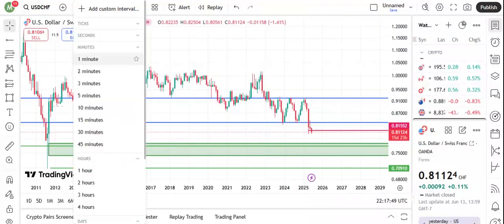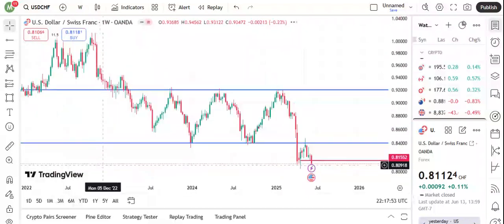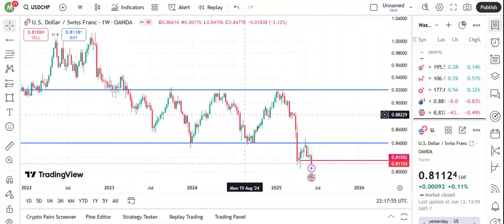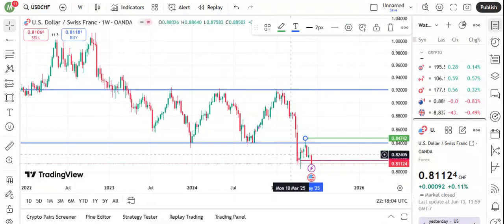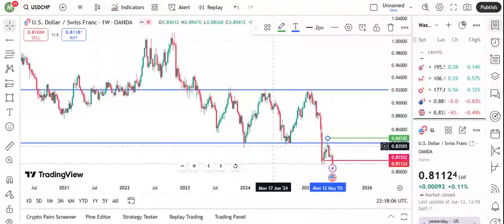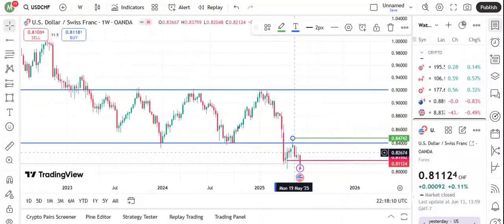So we have to go down to the weekly. We go down to the weekly and mark out the most key areas that we have to mark. The key areas on the weekly: we have one here, look at it. We have one here, and this is one. And we have another one, another one here.